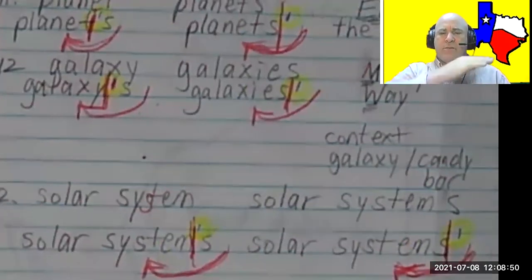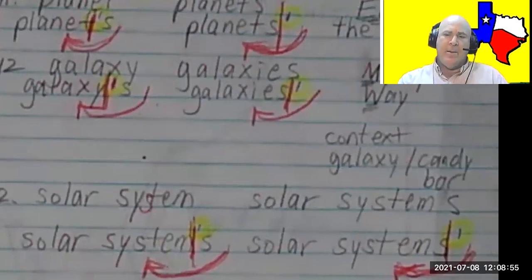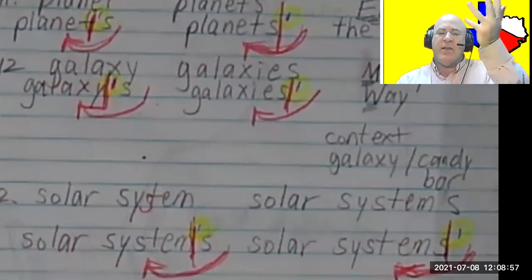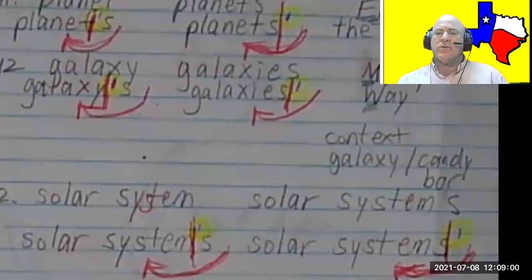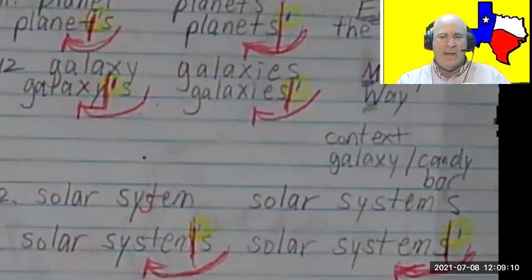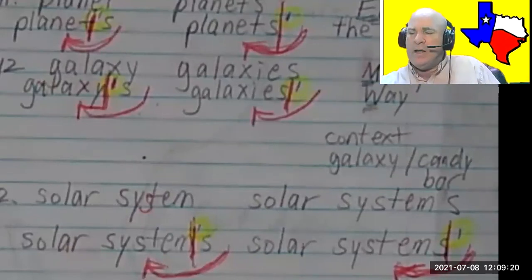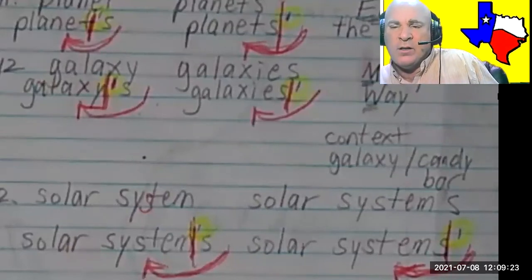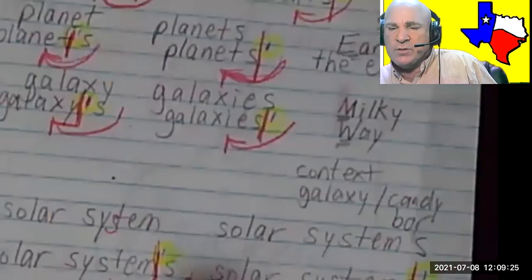Solar space system apostrophe s. Solar systems, plural, possessive, something that belongs to more than one solar system. Solar space systems apostrophe. And again, you draw your possessive wall. This belongs to the solar systems.